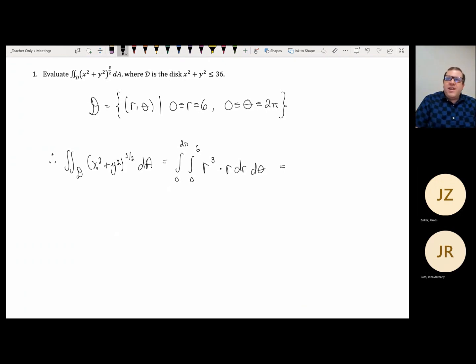There's no theta in the integrand. r does not depend on theta. So the integral from 0 to 2 pi of d theta is just 2 pi.